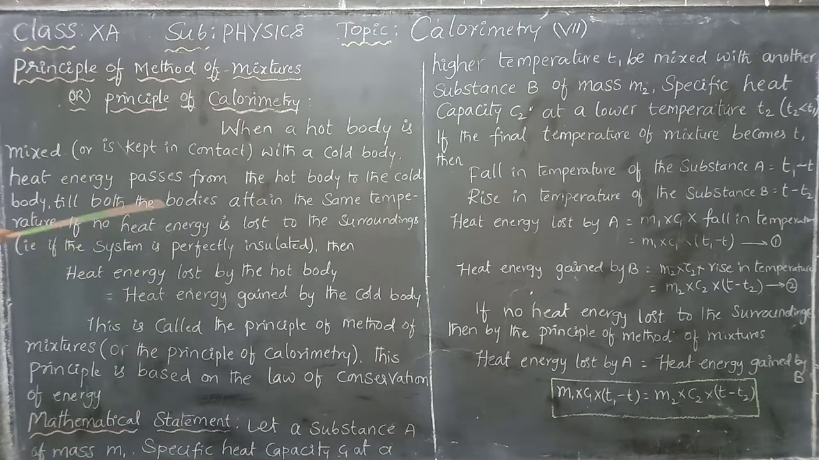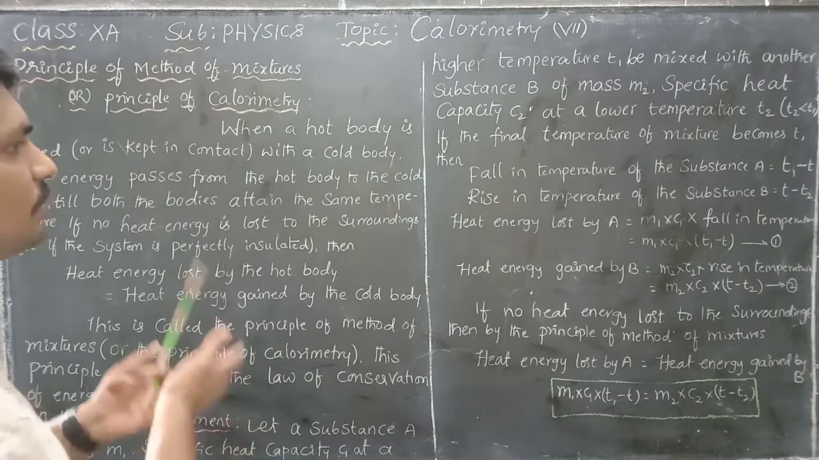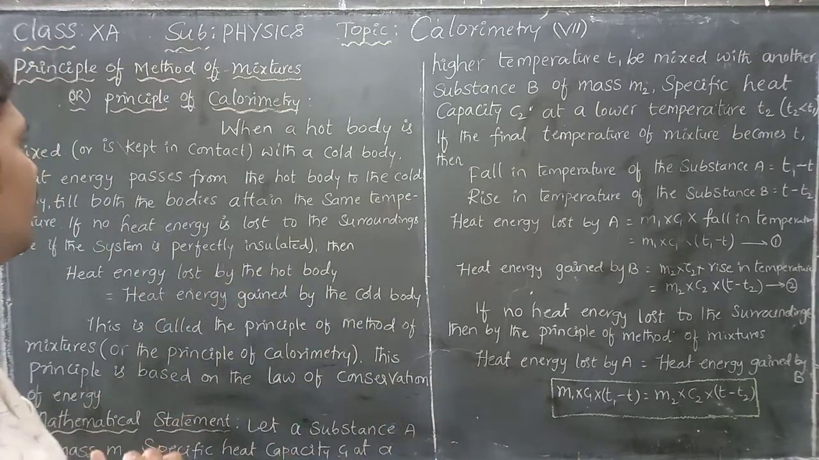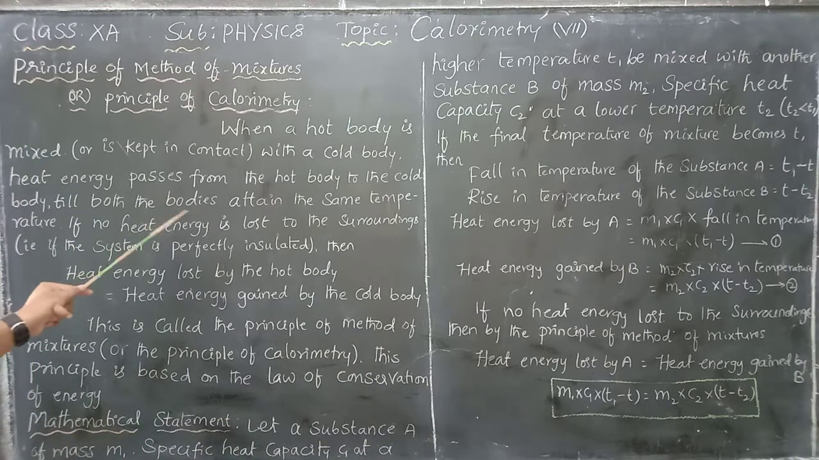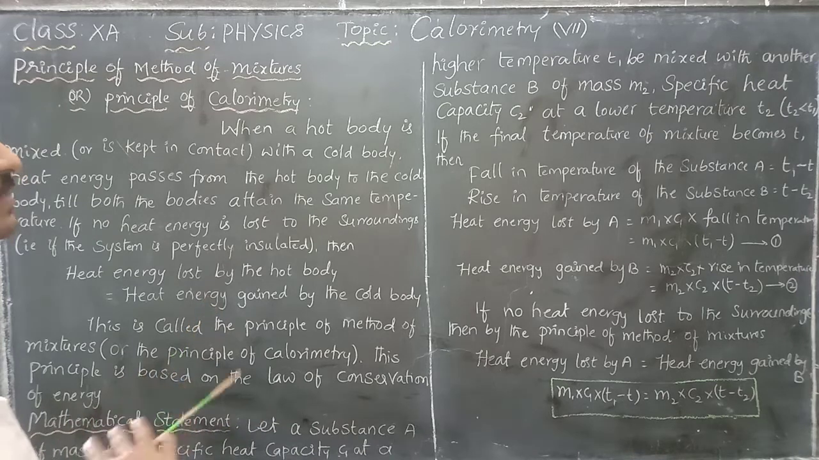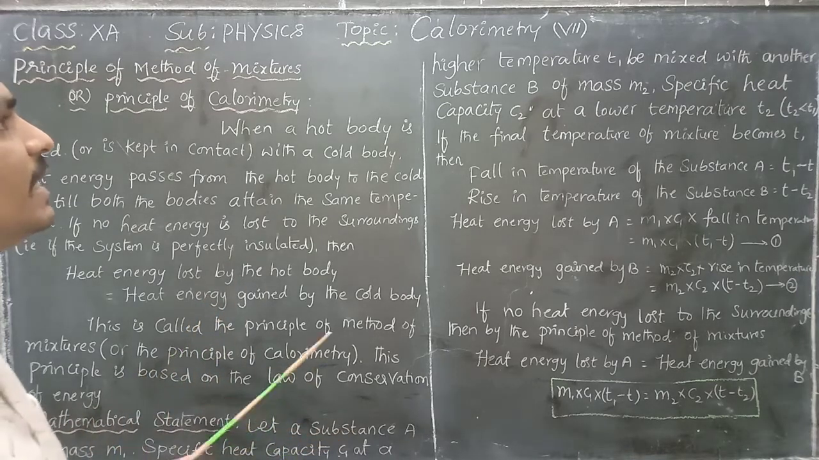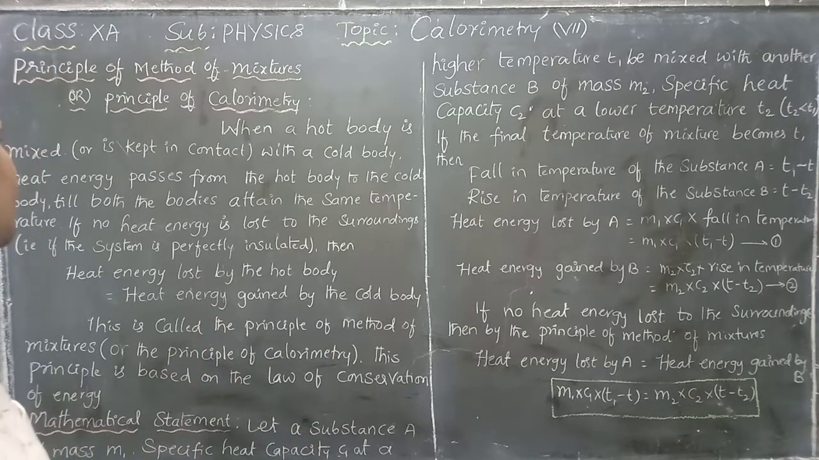When a hot body is mixed or in contact with a cold body, generally what will happen? The heat energy flows from the hot body to the cold body, or from high temperature to low temperature, till both the bodies attain the same temperature. This transmission of heat continues until both have the same temperature.